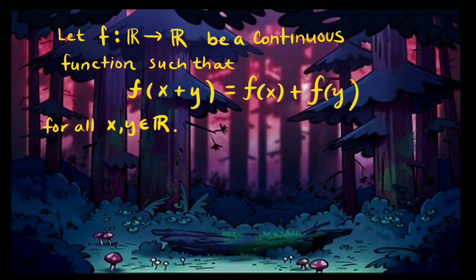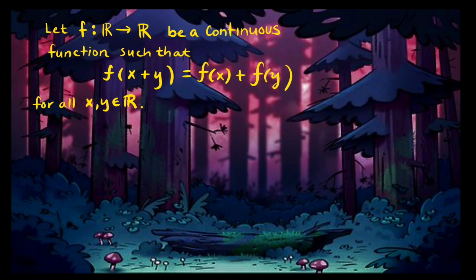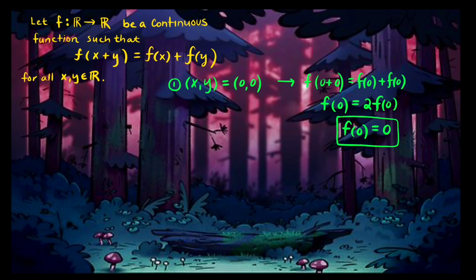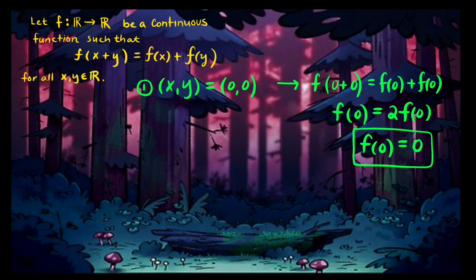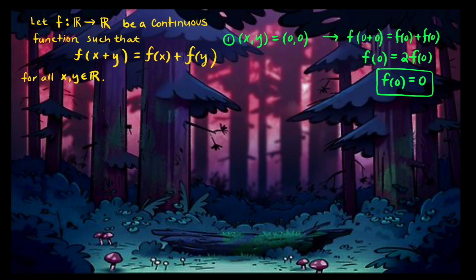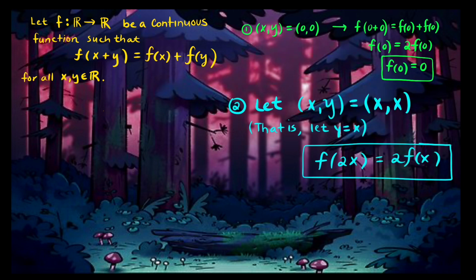Well, first we're going to want to try and pick a few nice values for x and y. And what do I mean by nice values? Well, let's choose 0 for both x and y and see what happens. This functional equation reduces down to f of 0 is equal to 0. So we've found at least one value of our function. Let's see what else we can find.